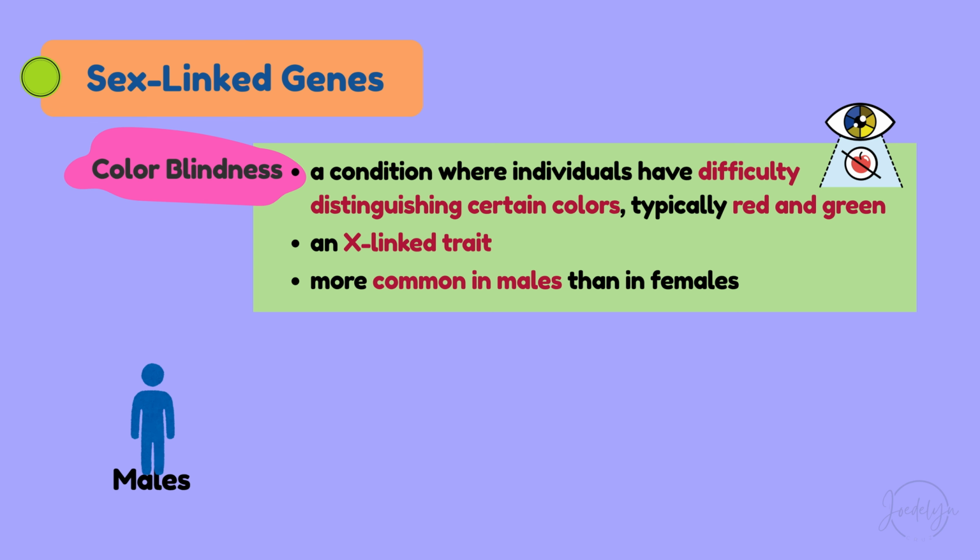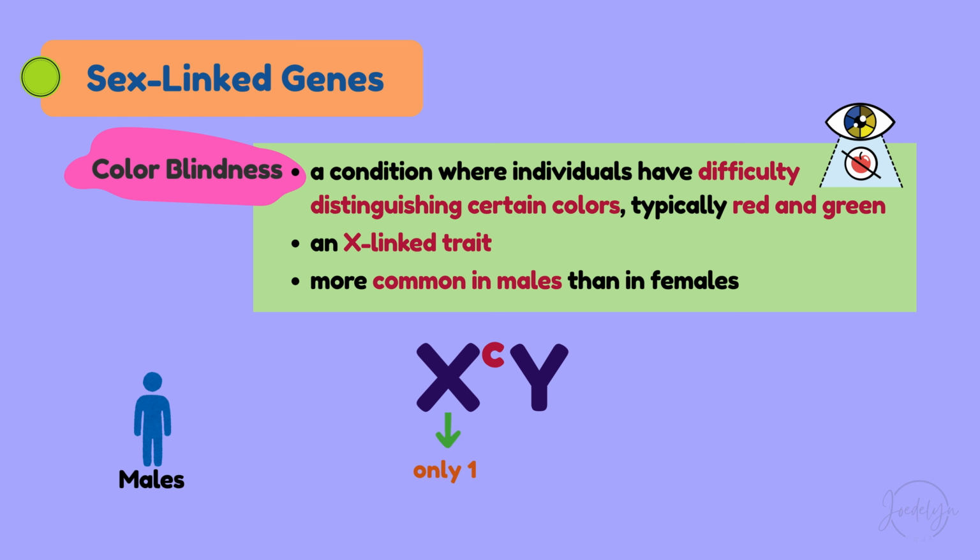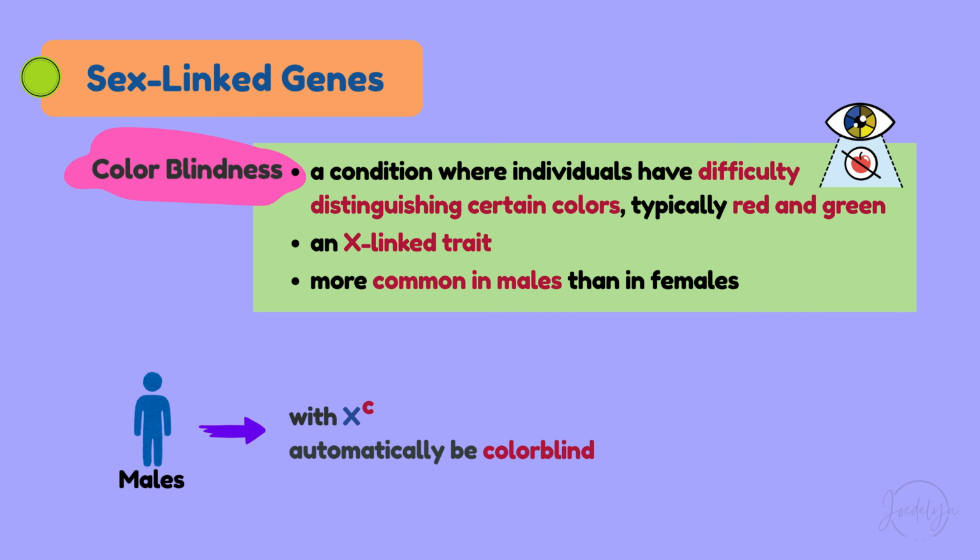On the other hand, a male has XY chromosomes. Since he has only one X chromosome, he will have color blindness because there's no second X chromosome to cancel it. Thus, a male with color blindness on his X chromosome would automatically be colorblind.